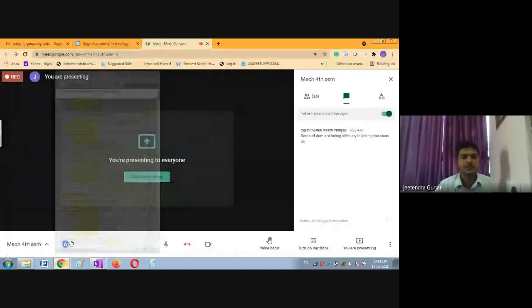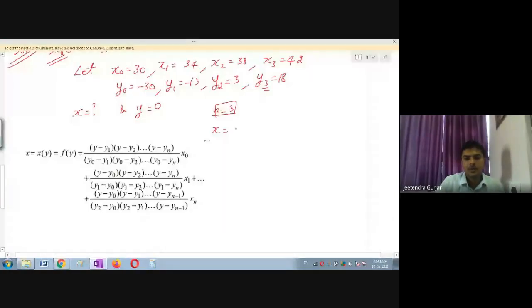Okay, so write down the first formula. I will simplify for n is equal to 3. In the numerator, y minus y1; where n is there, I am going to take 3 as the last term, so this will continue till n is equal to 3. So this is y minus y1.